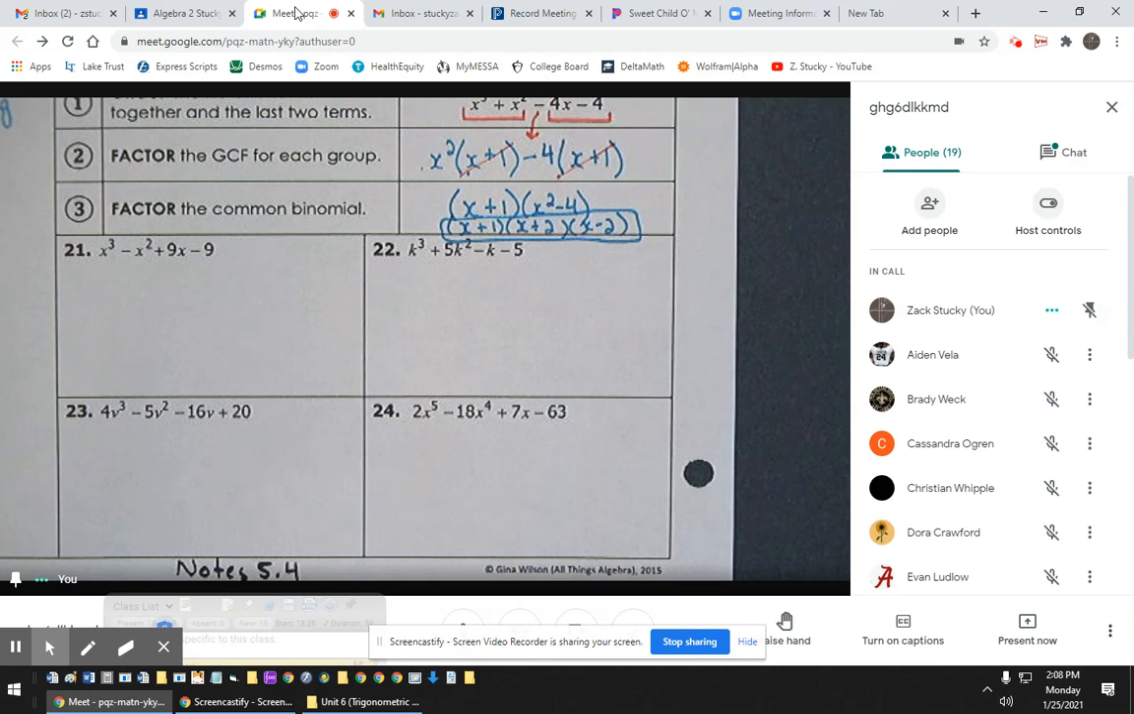Good, so what we factor out is the biggest number that goes in. What's the biggest number that goes into both? Now parentheses, tell me what would be left behind if you divide out the 9.